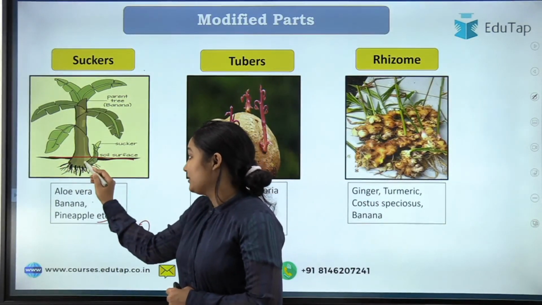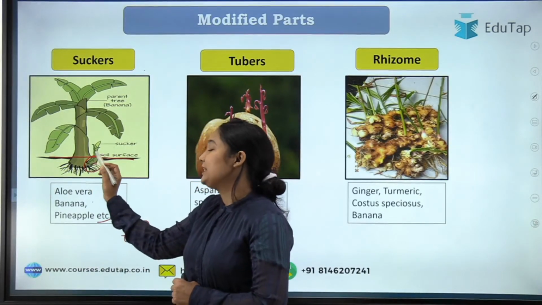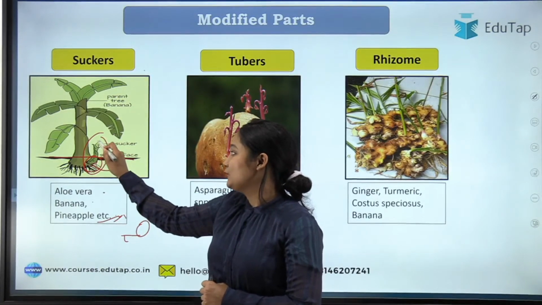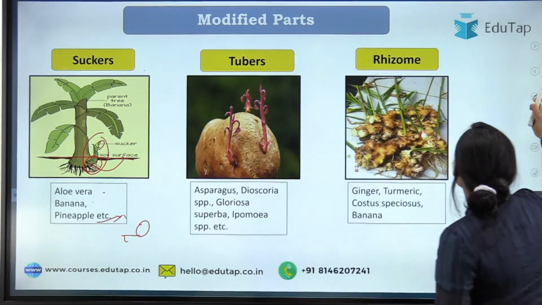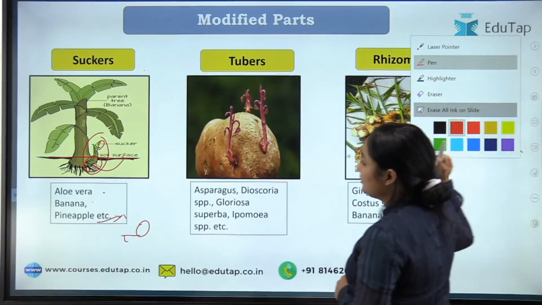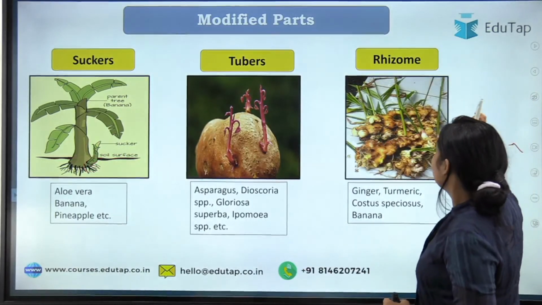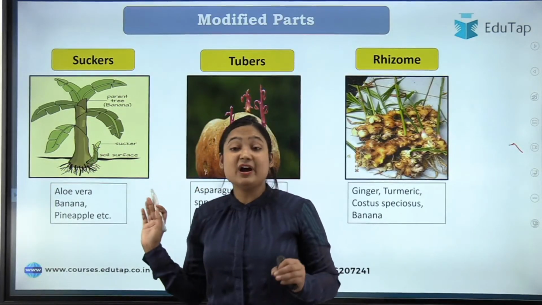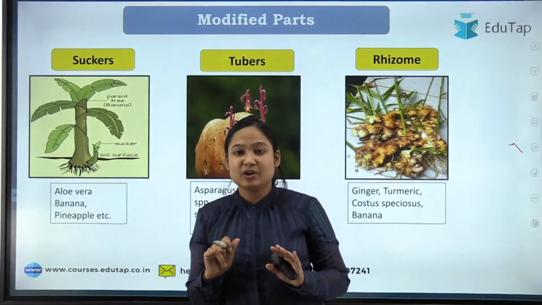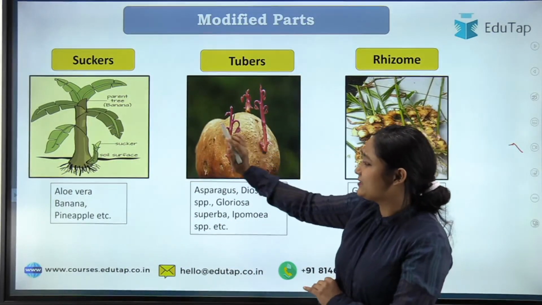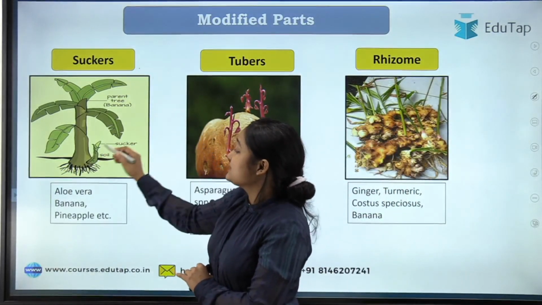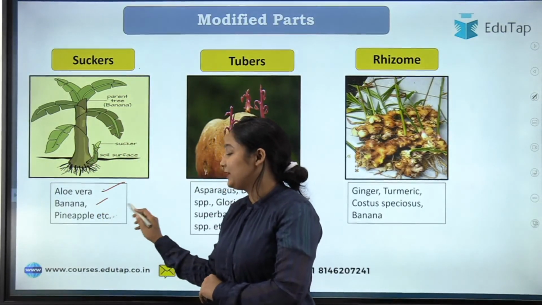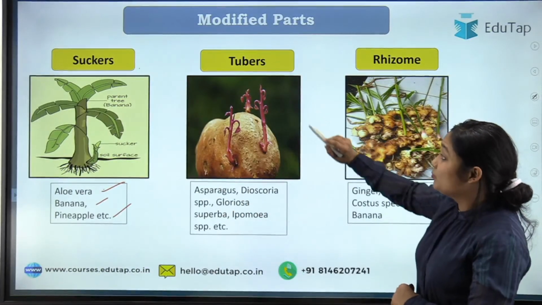From under the soil, the root part simply decides, okay, I need to grow as a new plant. So this new plant that grows will act as a sucker. After some time, you will totally remove it. It will be completely detached from the parent plant, and now you have two banana plants. Quite easy, nothing to discuss. But what you have to remember is that the sucker comes from under the ground, just started growing as a new part. It happens in aloe vera, banana and pineapple. That is all. Now moving to the tuber part.